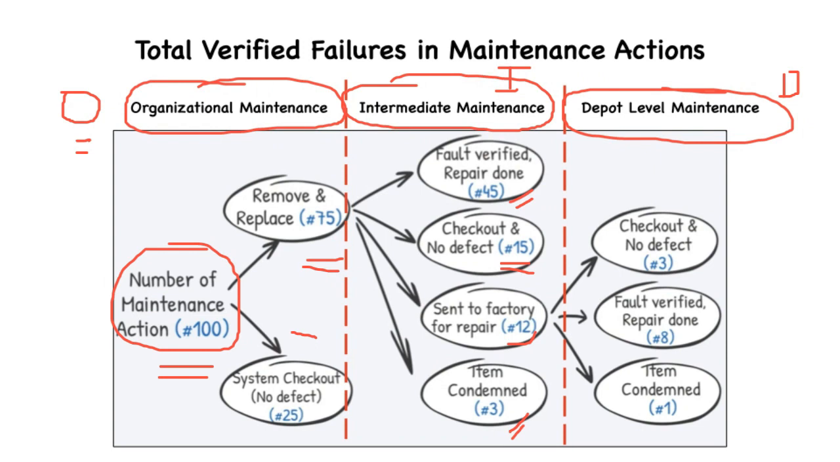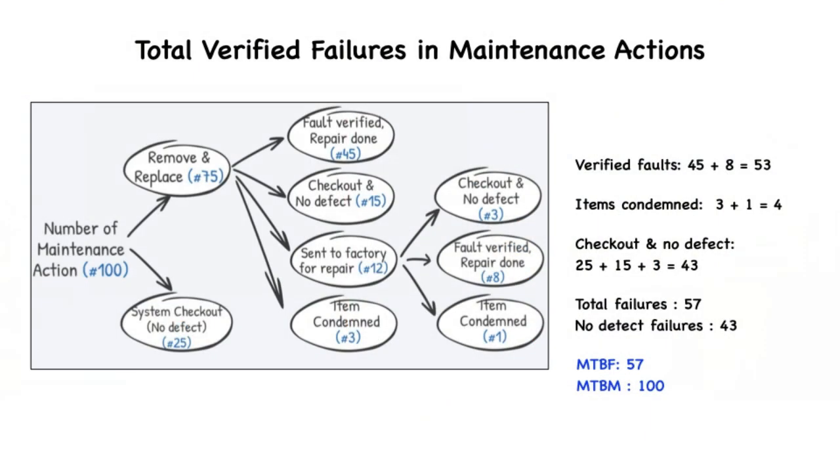And 12 of them are sent to the depot level, and 8 of them had the fault verified and repair done. Three of them were checked out and no defect found. And one of them, from a cost perspective, they found non-economical, and they decided to condemn it. When we take a look at the numbers, fault verified 45 and 8, at the organizational level, intermediate level, and depot level.